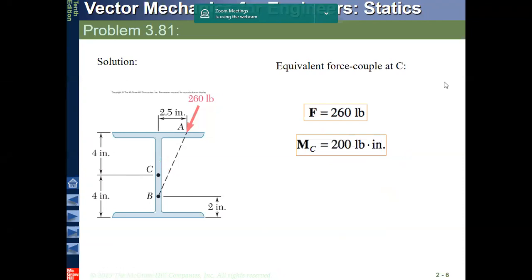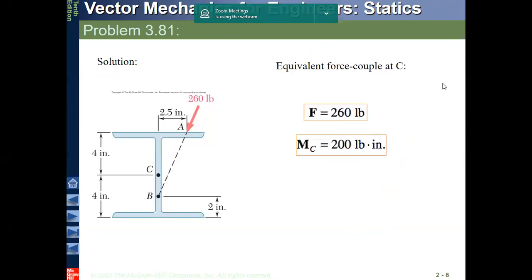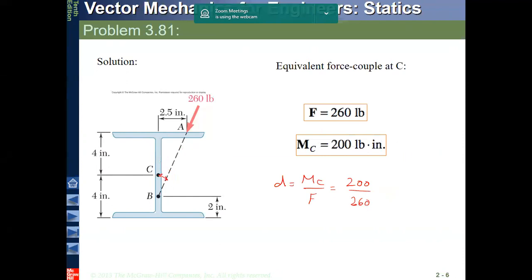So what is D here? D here is MC over F, and that would be the perpendicular distance from C to the line of action.